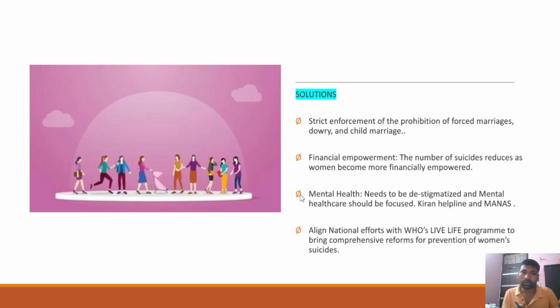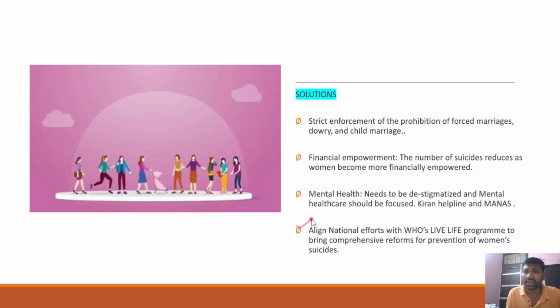The third most important aspect is focusing on the mental health of women, because in India we have low mental health access, low awareness, and low resources. It is very important that we focus on improving the mental health of women. So the stigma needs to be removed and mental health care should be prioritized. Kiran and Manas helplines need to be made functional, or awareness about these helplines needs to be further enhanced. And there should be a public private partnership. For example, universities should have dedicated mental health care facilities and professionals, so that they can address the concerns of their students, and that will reduce the number of suicides among young women.